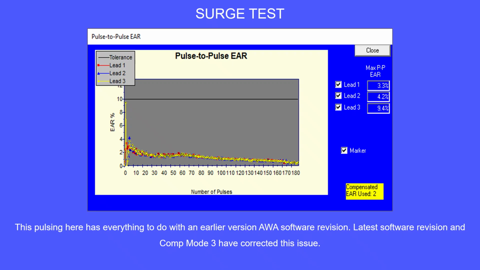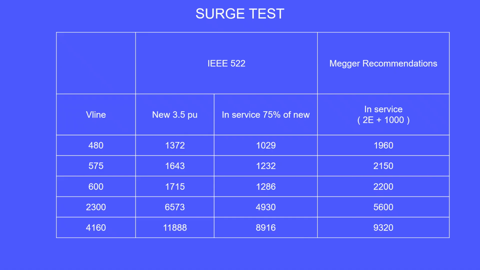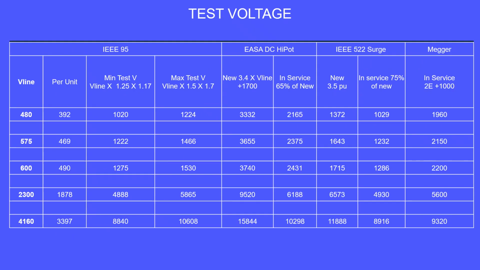The IEEE standard for surge test voltages is IEEE 522. If new, they recommend testing at 3.5 per unit. In service motors, the recommendation is 75% of the new test voltage. We use the same voltage for both step testing and surge testing. The Megger recommendation is 2 times line plus 1000. This table shows many different recommendations. IEEE 95 is the step test standard and IEEE 522 is the surge test standard.